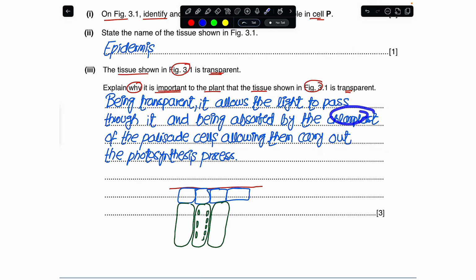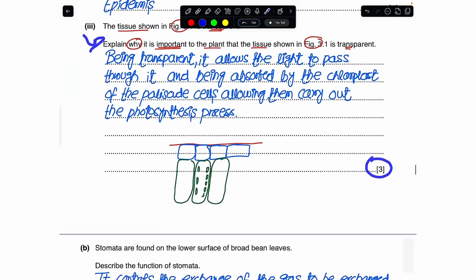And then they would be absorbed by the chloroplast of the palisade cells, and this would allow them to carry more of the photosynthetic process to be making more of the glucose. So you see here there are the three statements in terms of explanation for us to be scoring a total of 3 marks.